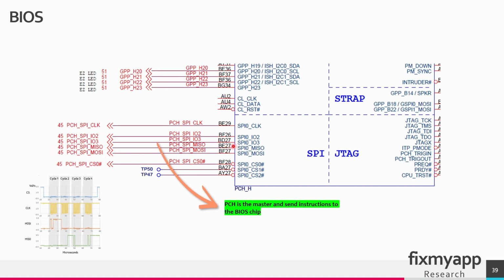the MISO line. When the chip select goes low, it means the BIOS chip is selected to communicate with the PCH. Then the clock signal will start. Every bit transfer happens on a clock edge, either rising or falling depending on the configuration. So on every pulse, a bit is sent. And the same applies when the data is sent back to the PCH. So every bit will be sent on every clock pulse. The chip select pin ensures that only the selected BIOS chip is responding to the commands. When the chip select is low, the BIOS chip is active and data can be read or written.